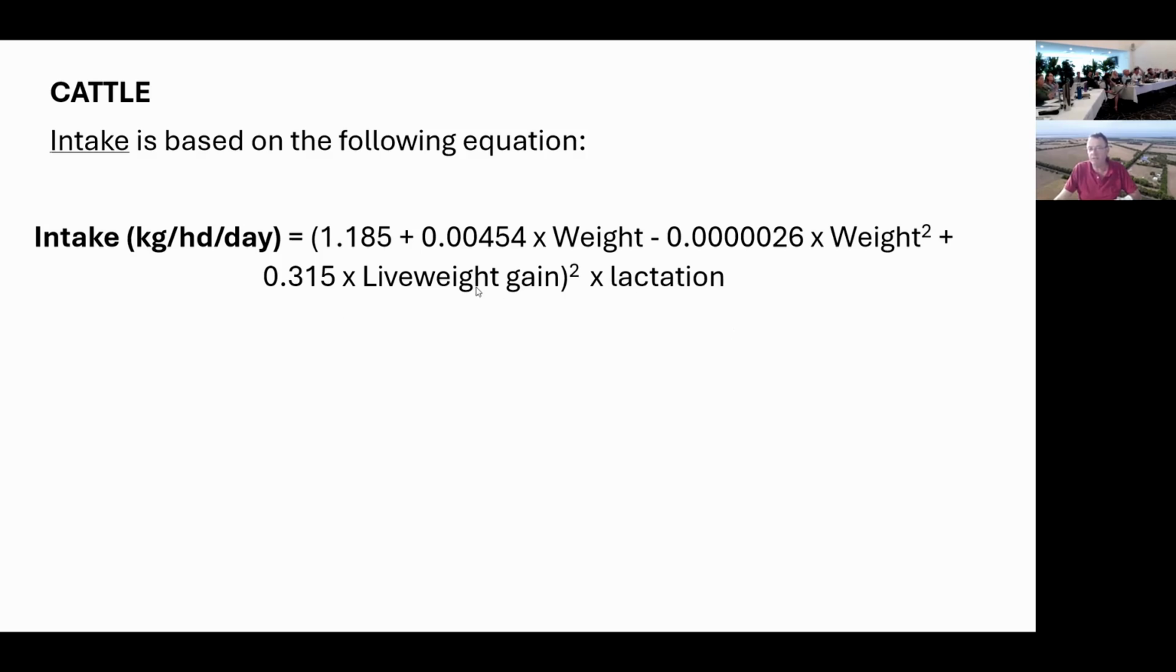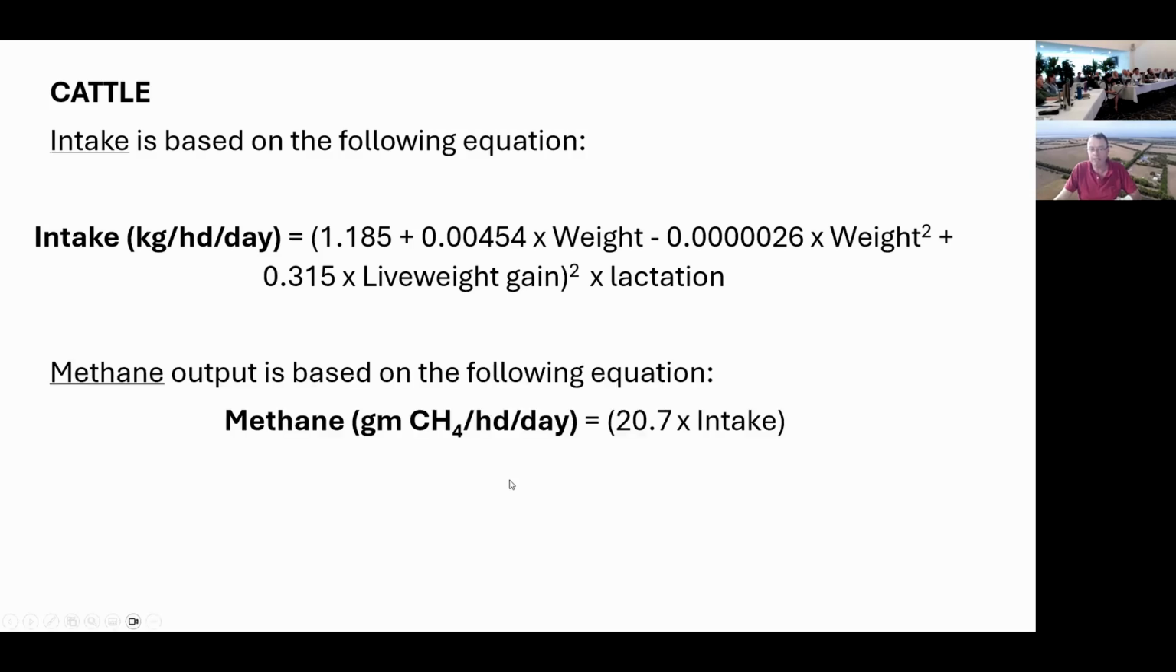So based on that information you put in, it calculates and says an animal eats this much a day, based on the type of animal that it is. And then the methane that it produces is 20.7 times how much it eats. So 20.7 times this equation up here. Don't expect anybody to remember the equation or worry too much about the equation, except take note of what information is actually driving this calculation. And it's the weight of the animal in any month and its change in weight, or its live weight gain. That's what's important with the cattle side of the calculation.